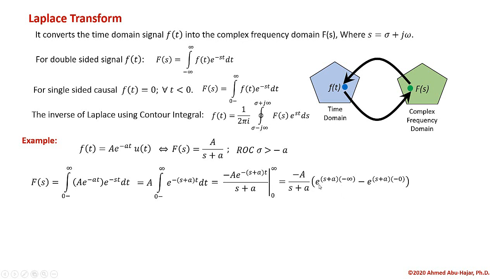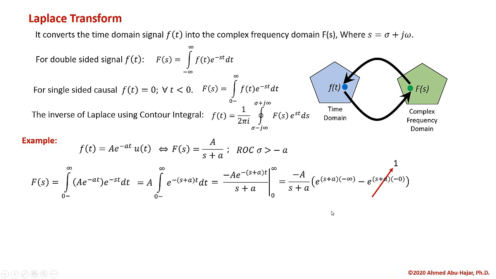So that's what I have here: e to the (s plus a) times minus infinity, because the minus sign here, when you multiply it by infinity, it becomes minus infinity, and then minus e to the (s plus a) times minus 0, because t here is going to be evaluated as 0, but you have minus, so you get minus 0. Minus 0 is the same as 0. 0 times any value is 0. Then e to the 0 is basically 1. So this term is going to be 1.